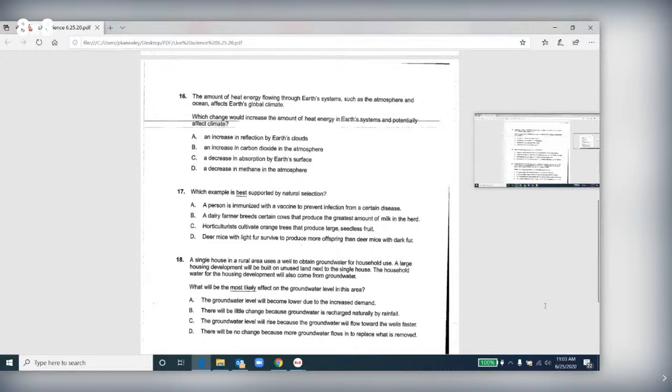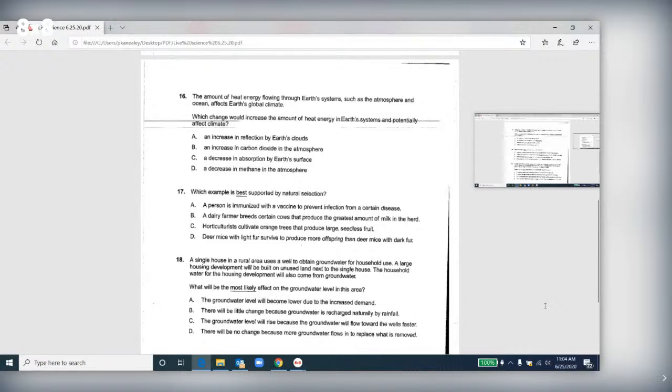C, horticulturists cultivate orange trees to produce large seedless fruit. Okay, that's not natural because most oranges have seeds in them. So something's been modified if we're growing oranges without seeds in them. So it's not going to be that. So we're down to B, and here's D: deer mice with light fur survive and produce more offspring than deer mice with dark fur. Okay, and this kind of goes back to what we talked about yesterday with the Siberian tiger, which has the heavier fur and the fat in its belly. So deer mice with light fur survive and produce more offspring than deer mice with dark fur. And that would probably be the best example of natural selection, okay?